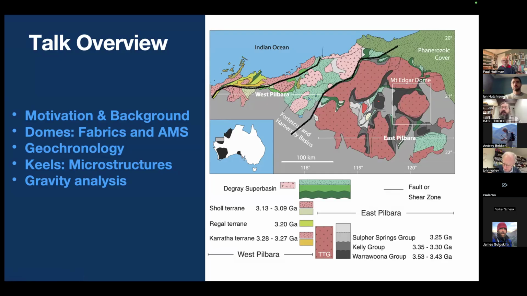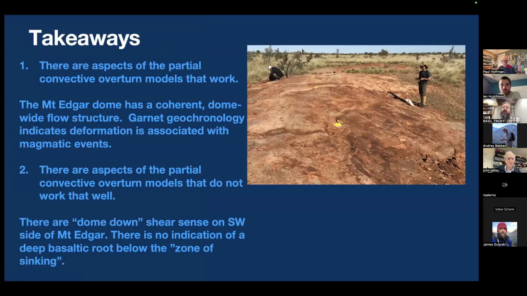I am not going to oversell this talk. After working here for a decade, I still don't quite understand if plate tectonics was active at this time or not. So I'm going to tell you basically what we found and what we're thinking about, but it's very much a work in progress.